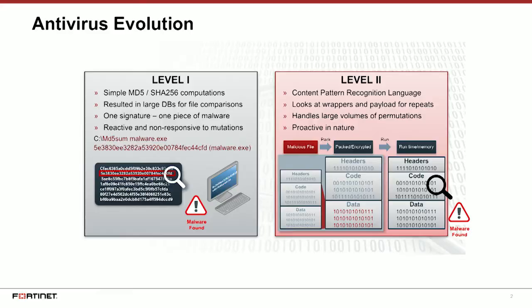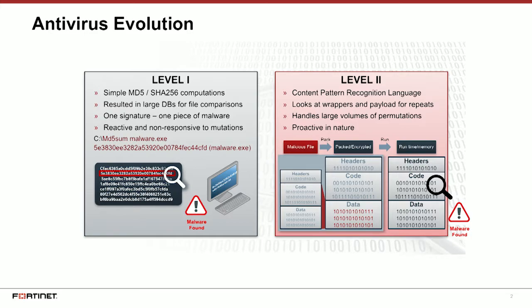Does anybody know? Have any ideas? How did the first antivirus engine work? Hashes, right? So simple MD5 or SHA-256 computations would generate a unique cryptographic identification of a malware.